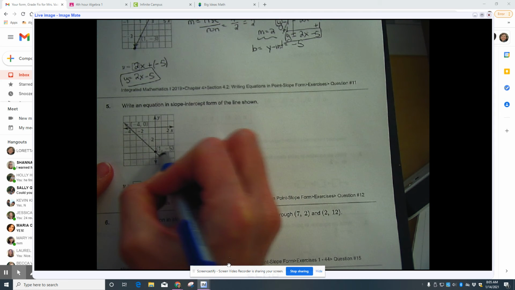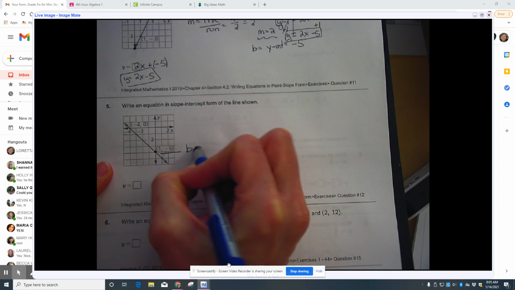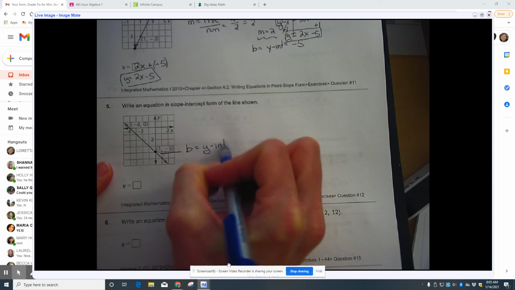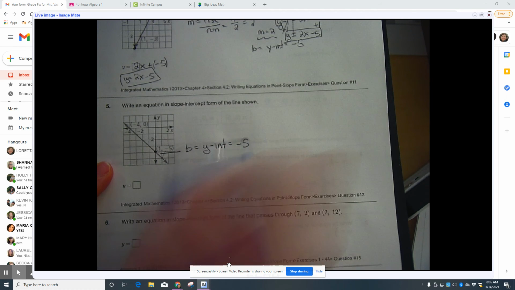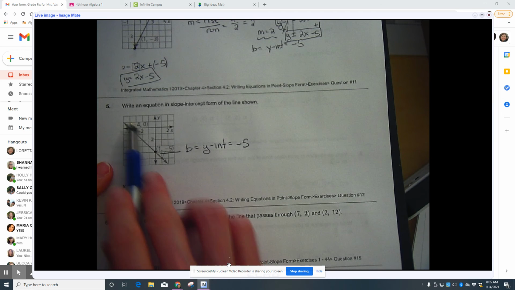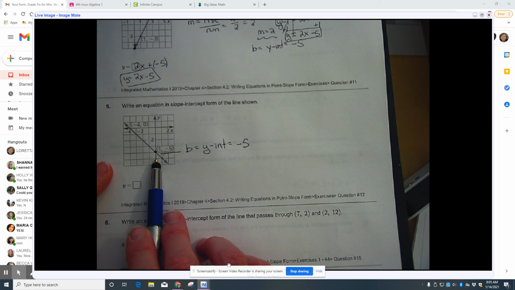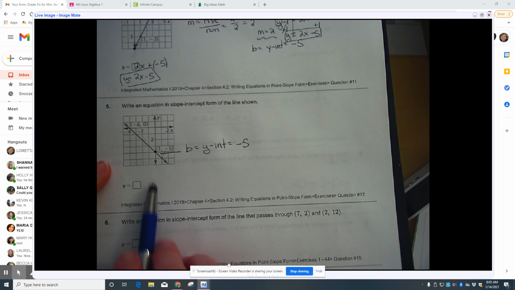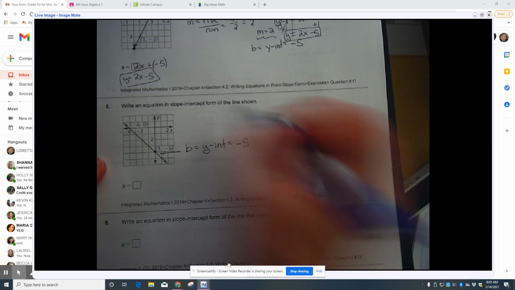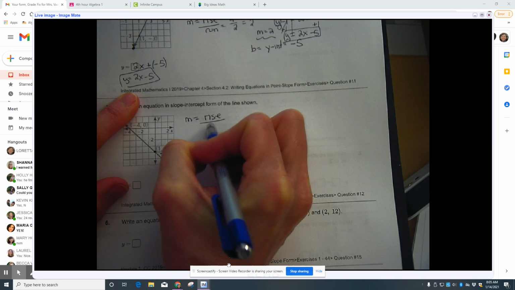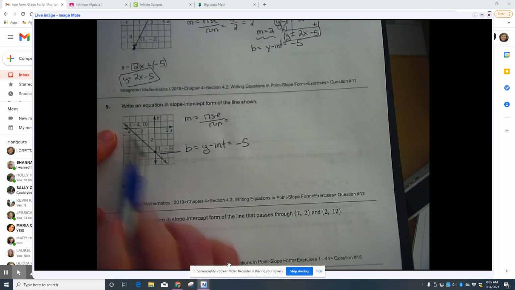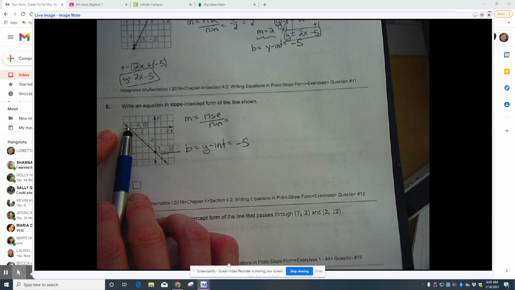Now this one, there's my y-intercept. So b, which is the same as your y-intercept, equals negative 5. I can see it right on the graph where my line intersects the y-axis. And then my slope, I can do my rise over run again. Remember, slope is rise over run. So I can see how far I rose and ran between this point and this point.